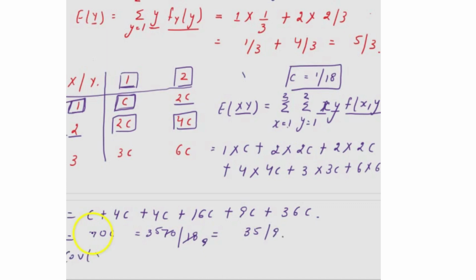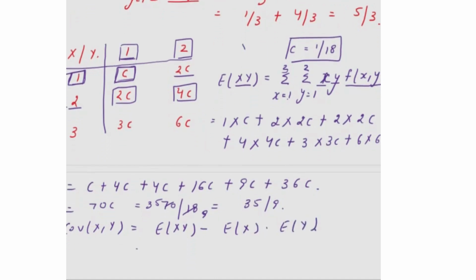So what is the covariance of xy? This is equal to the expected value of xy minus the expected value of x into the expected value of y. Now substitute the values of these. So this becomes the expected value of xy, 35 by 9, minus 7 by 3 into 5 by 3.